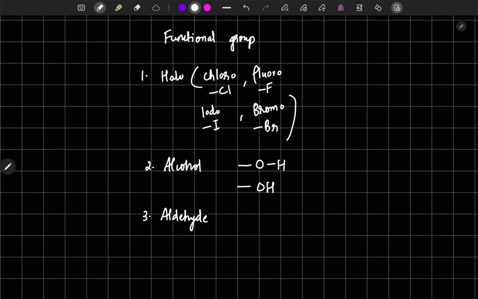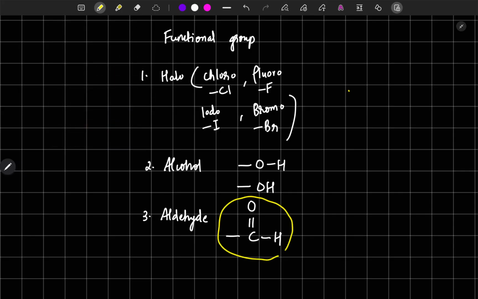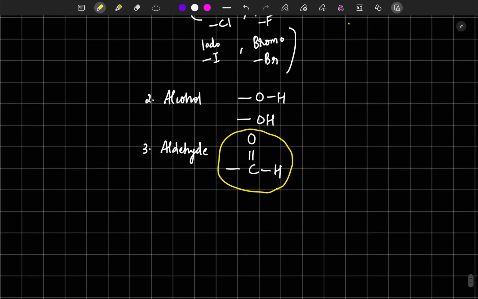Now another functional group is the aldehyde functional group. Aldehyde functional group means there will be a carbon in this organic compound, and that carbon will be attached to a double bonded O. Then this carbon will also be attached to a hydrogen. So if somewhere in a compound a group of atoms like this comes, it is called the aldehyde functional group. Don't forget that.